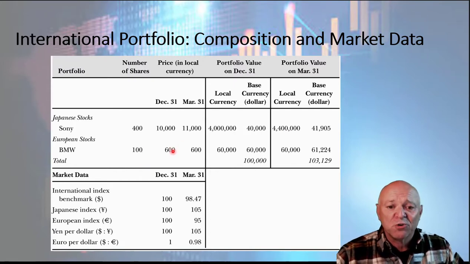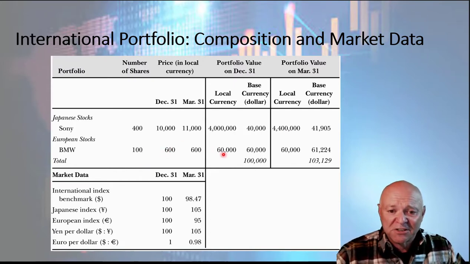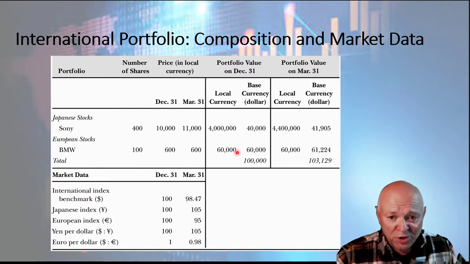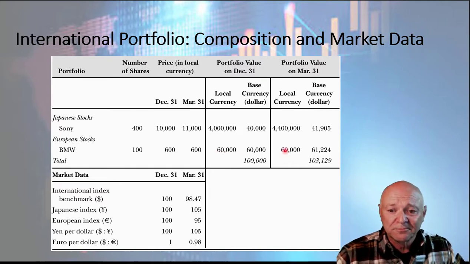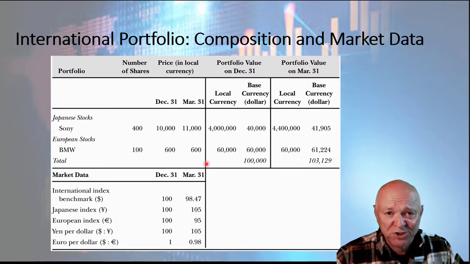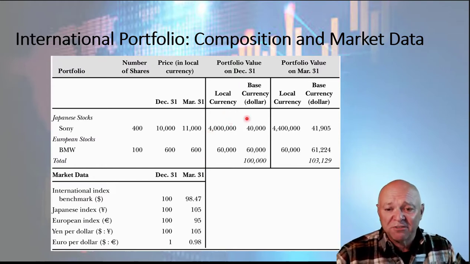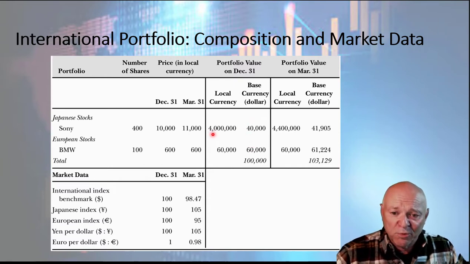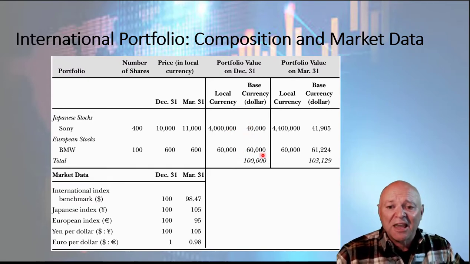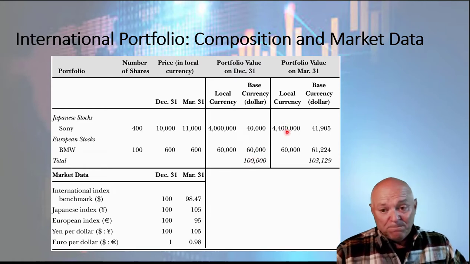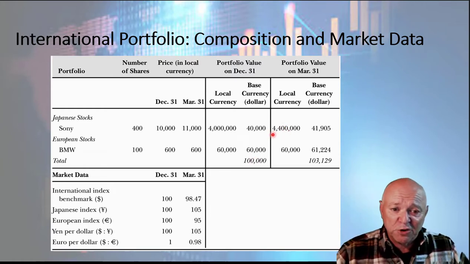BMW, they bought at 600 euro per share. That means the 100 shares had a local value, a value in euro of 60,000 euro. And in local currency, they ended up with 60,000 because there was no price appreciation in BMW. In our base currency, because we're assuming we're a US investor, the original value of our investment in Sony would be 40,000 US dollars, and in BMW would be 60,000 US dollars, for a total value of our portfolio of $100,000.